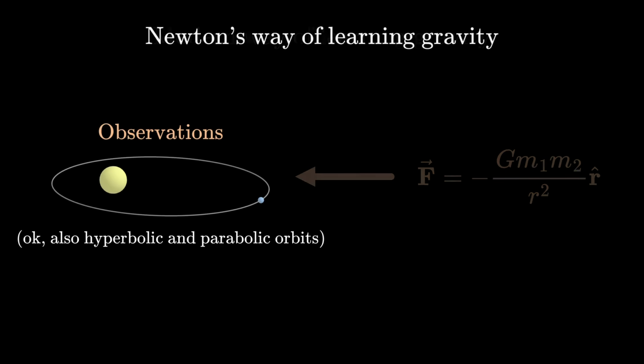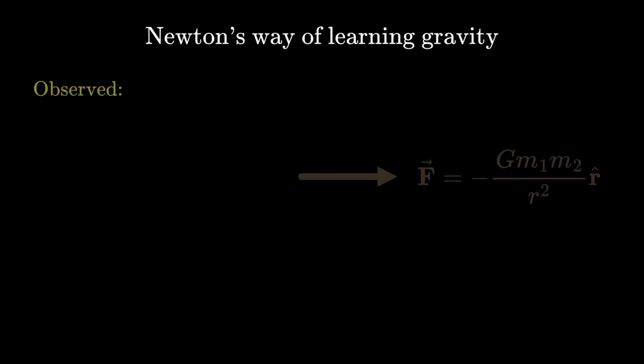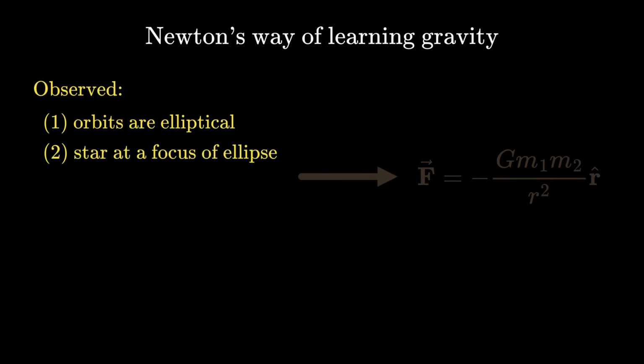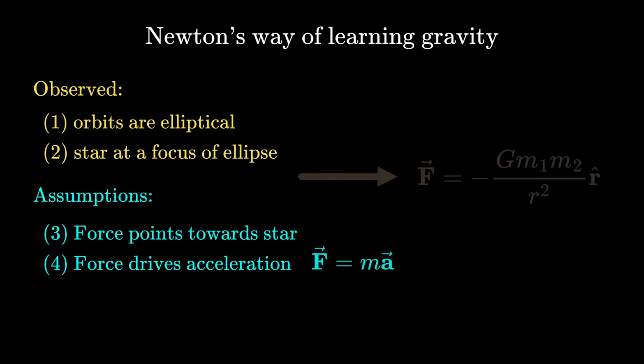Newton didn't know the inverse square law and was trying to deduce that. Instead, he knew that 1. Orbits are observed to be elliptical, 2. The star is at one focus of the ellipse. Newton assumed further that 3. There is a force pointing towards the star, and 4. This force drives acceleration with the famous F equals ma. These 4 allowed him to deduce that gravity has to obey the inverse square law.